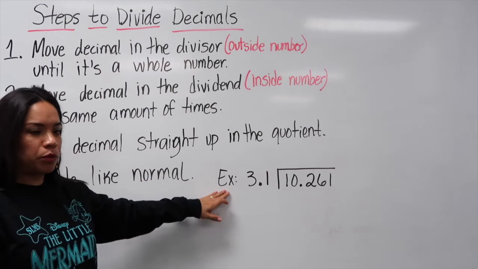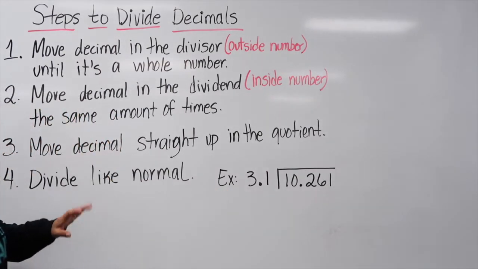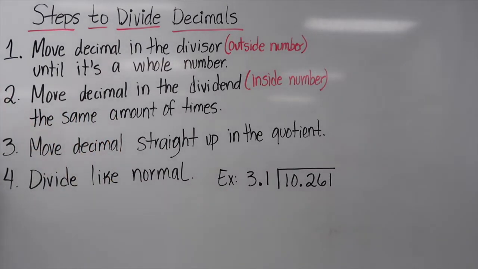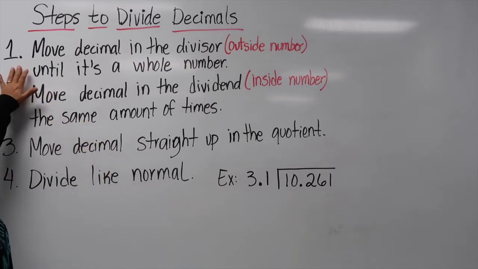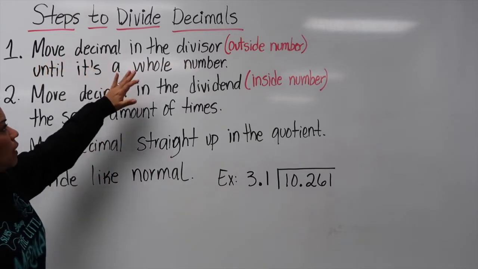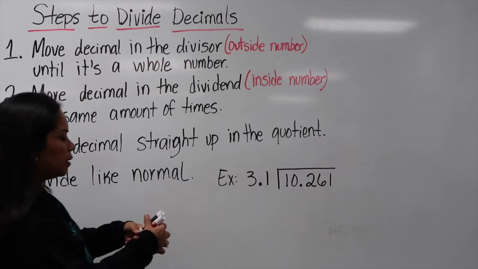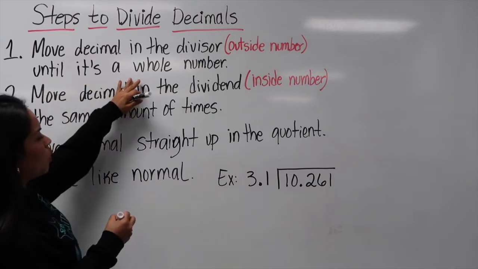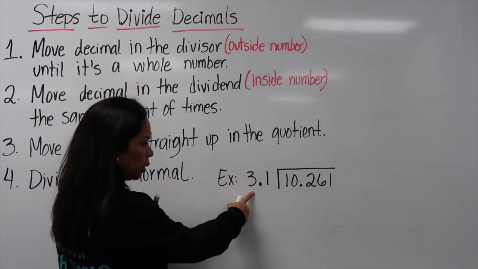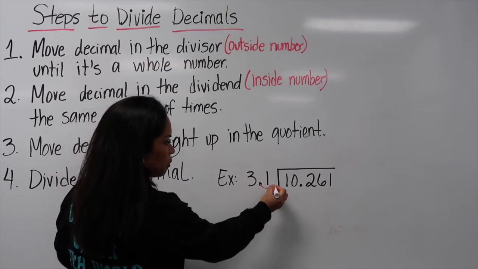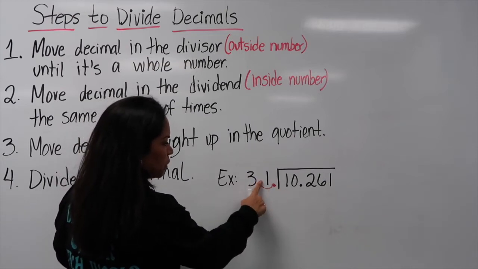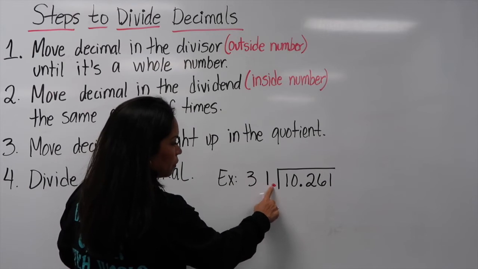Here we have an example. If we follow the steps, we're going to get a correct answer. So step 1, we're going to move the decimal in the divisor, that means the outside number, until it's a whole number. Right now it's 3.1. I'm going to move it to the right so that this becomes 31.